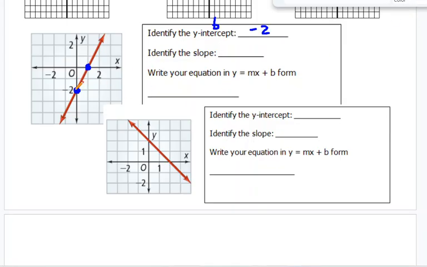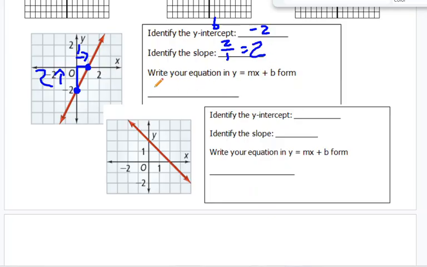So now I got to figure out what my slope is. How can I get from this point to that point? What's my rise over my run? Well, I see I have to go up 1, 2 blocks. So I'm going up 2. And I'm going over 1 block. This is a positive line, so I got to make sure my slope is positive. So my slope here is 2 over 1, or you can simplify that to just be 2.